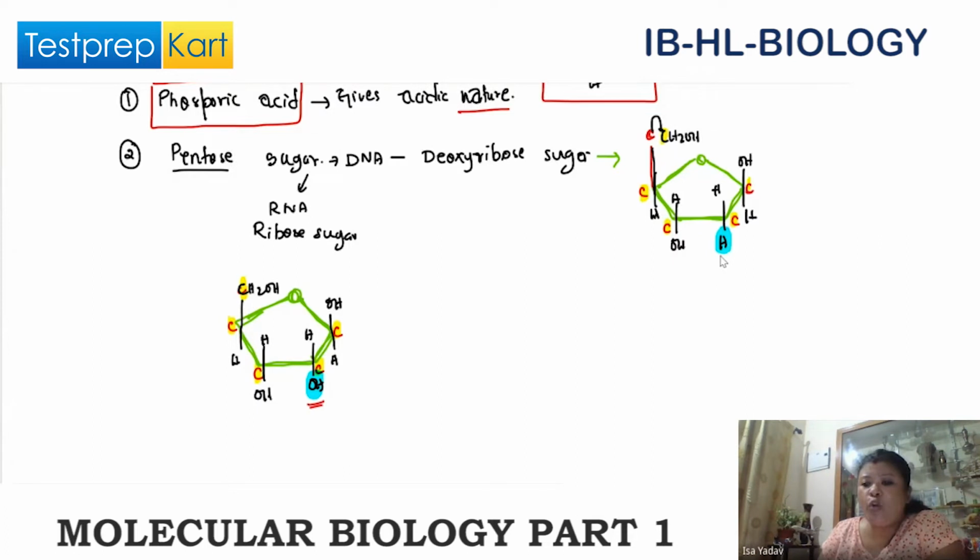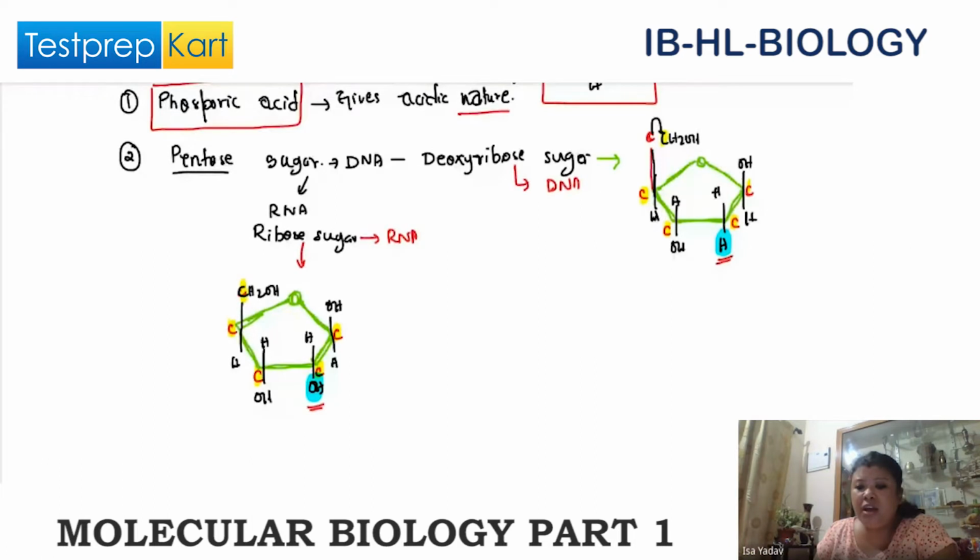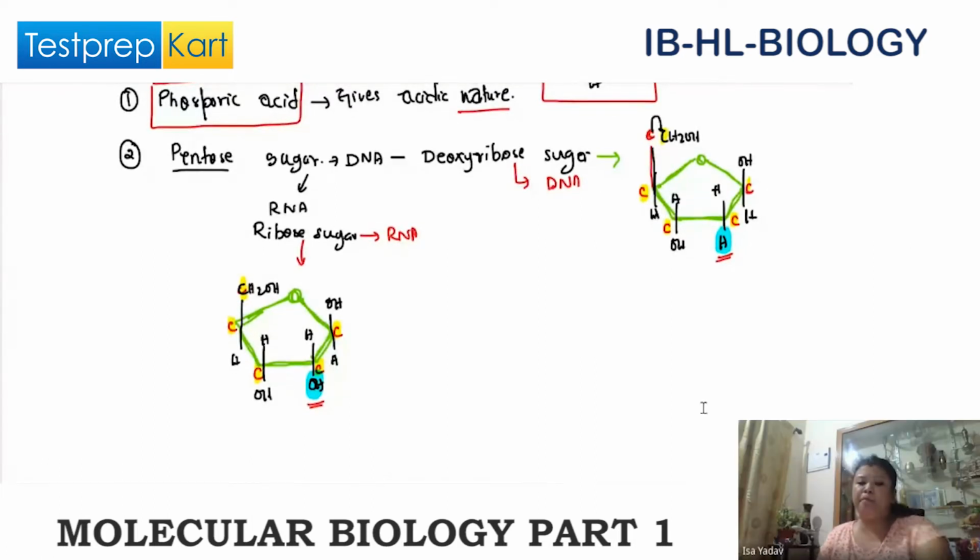Observe this and observe this. This is the major difference. In deoxyribose sugar, in position of carbon 2, we have a hydrogen. In ribose sugar, we have an OH group. Deoxyribose sugar is in DNA. Ribose sugar is in RNA. This point is clear, Sana? Have you understood this? Okay. Keep this in mind.